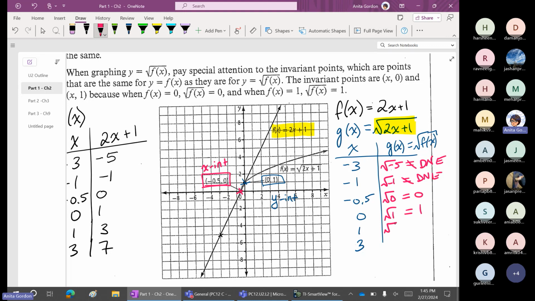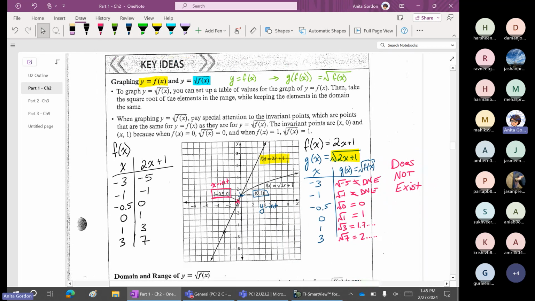At 0, I have the square root of 1. 1. Square root of 3, which is some number. Doesn't matter right now. And square root of 7. We can use our calculators to figure this part out. This is going to be 1.7 something. I don't know. This one is going to be probably 2 point something. I don't know. Doesn't matter.